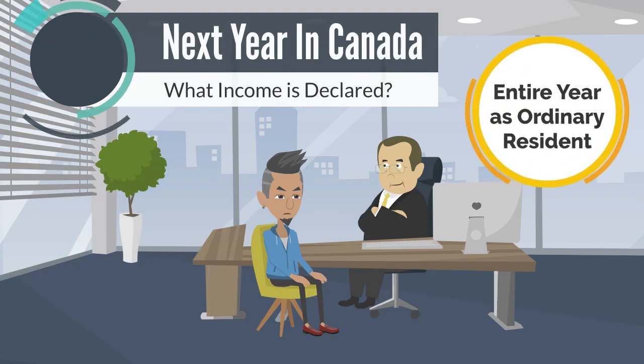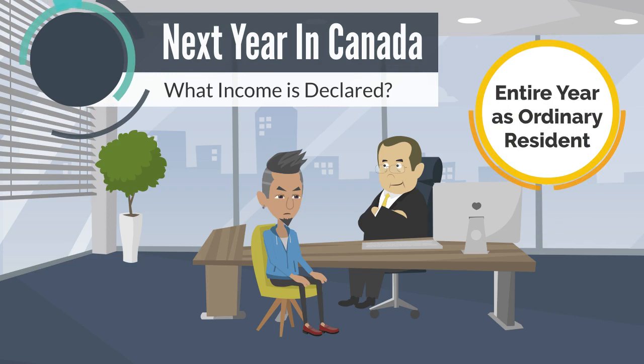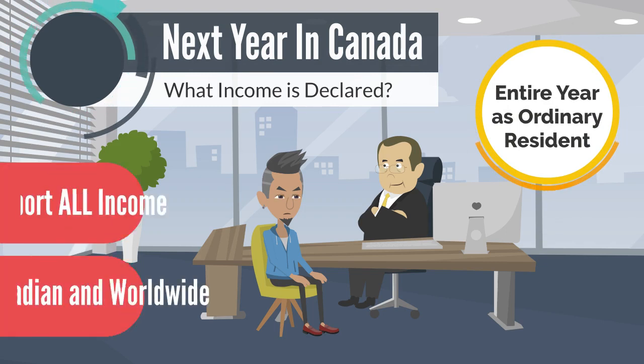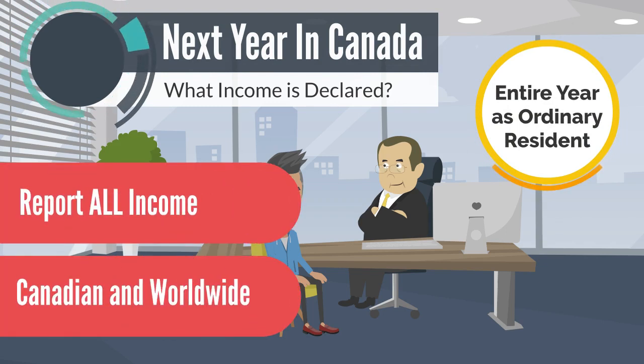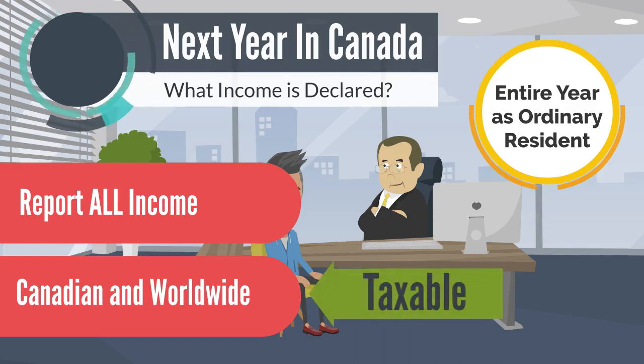The following year, you'll be considered an ordinary resident for the entire year, and you must declare all of your Canadian-sourced income and your worldwide income. In that year, both your worldwide and Canadian income will be considered taxable in Canada.